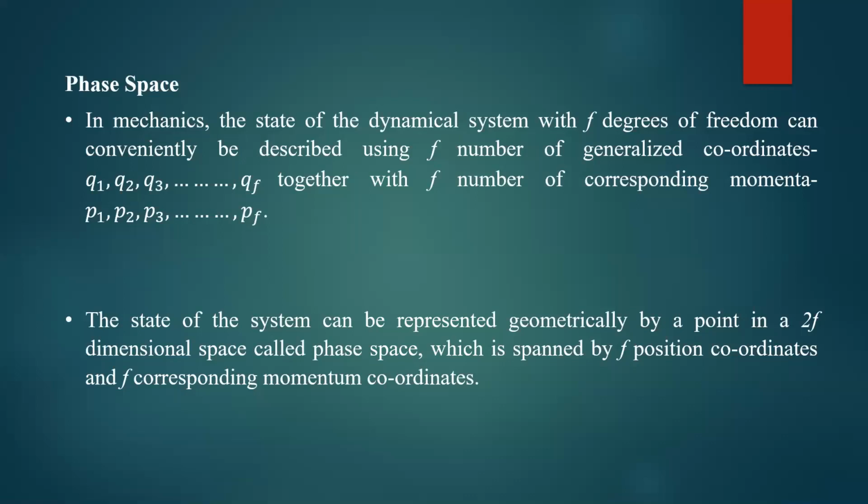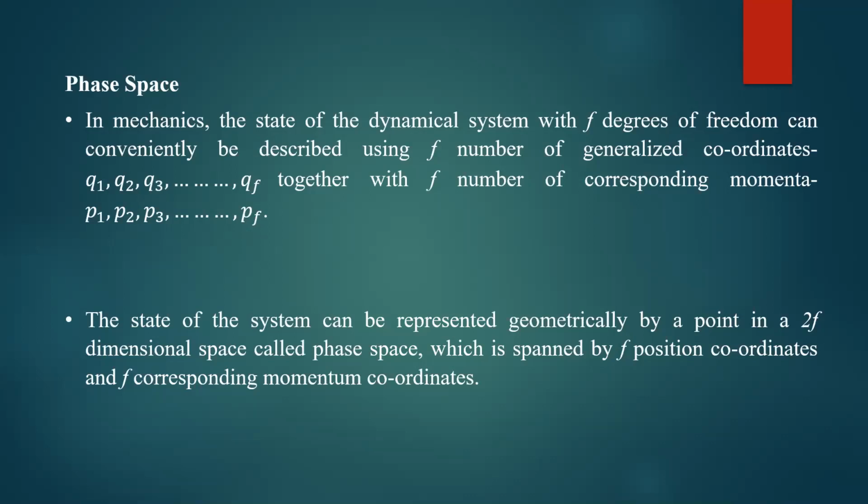If the degrees of freedom is 2, for example a particle moving in a plane, it has 2 degrees of freedom. How many coordinates do you need to represent the dynamic state of the system? You need 2f coordinates. 2 into 2, 4 coordinates are needed. What are those 4 coordinates? x and y, and px, py.